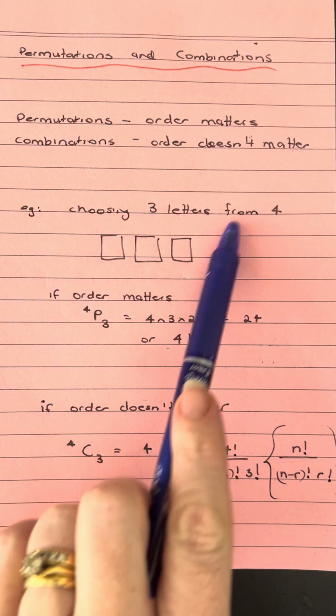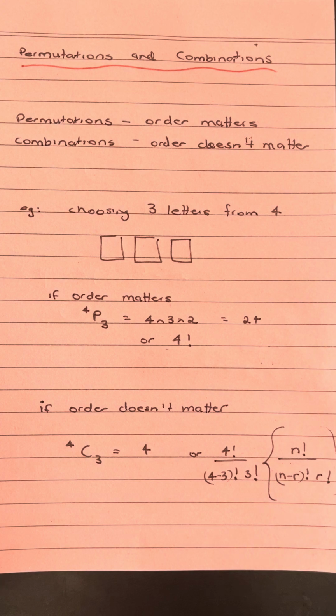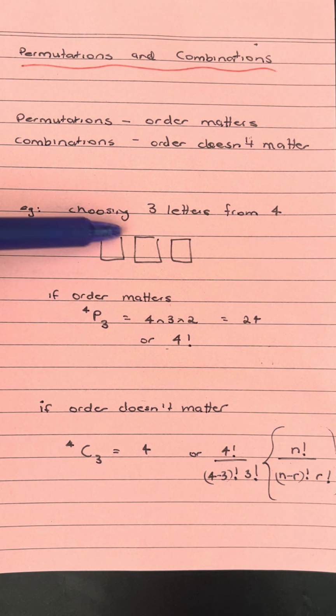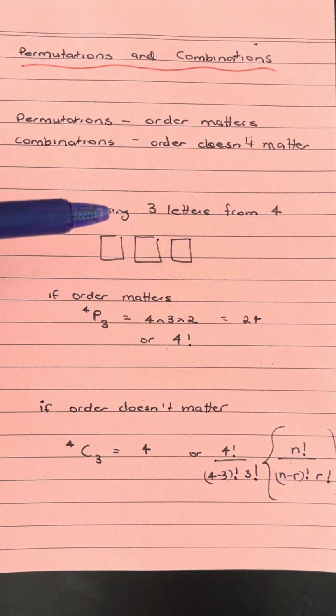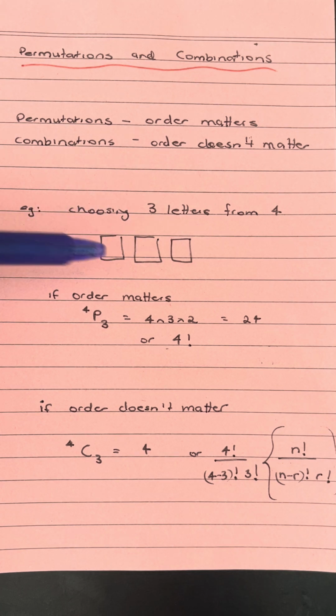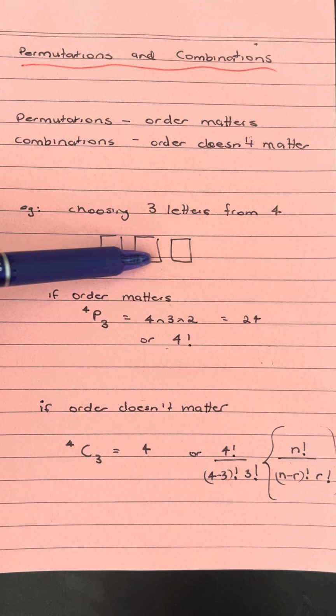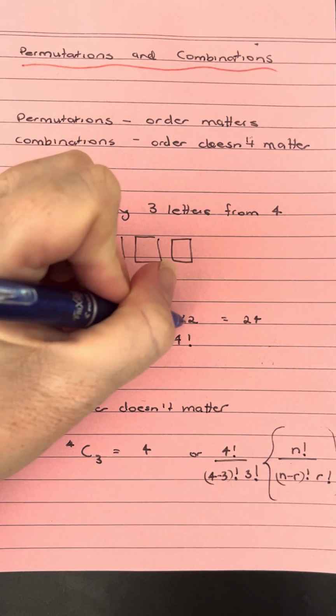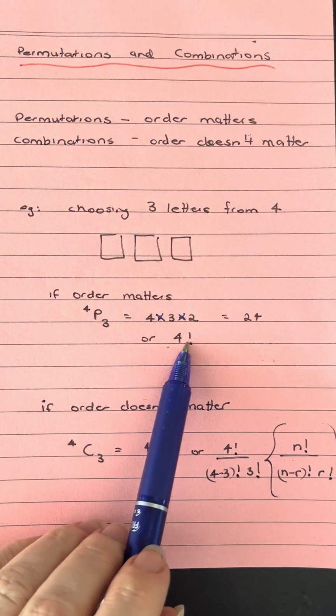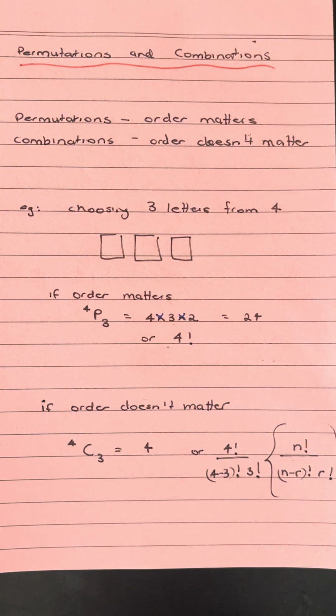So if we're choosing 3 letters from 4 available ones, and if the order matters, that means on the first choice, we've got 4 options. Once we've chosen one there, we'll only have 3 letters left. So then we'll put a 3 in the next box and then a 2 in the next box because you have 2 letters left. So that would be 4 times 3 times 2, and that would give us 24. The other way that we can write that is 4 factorial.